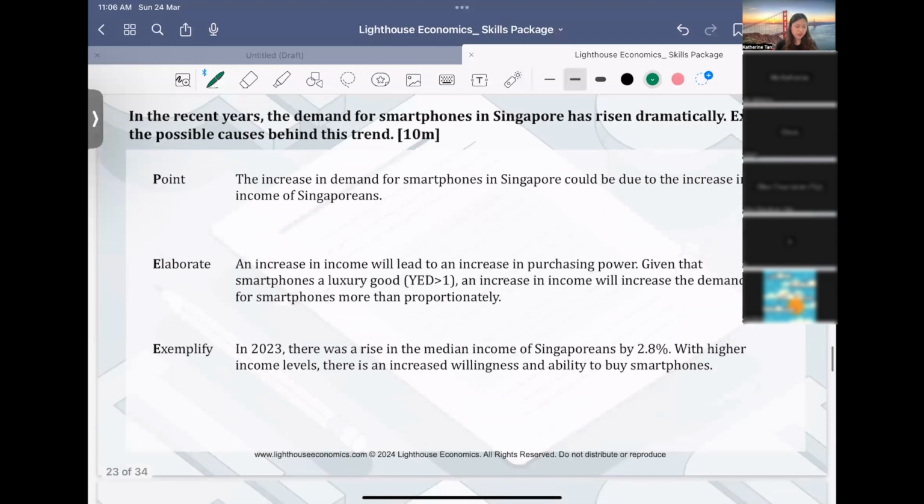Okay, so let's look at the question. Recent years, the demand for smartphones has risen dramatically. Explain the possible causes of the trend.